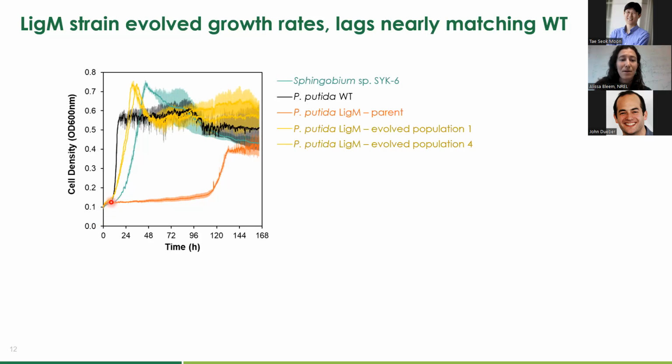So the lag time here you can see is about the same as wild type. And the growth rate isn't quite as good as wild type, but actually the growth rate is quite similar to Sphingobia SYK6 under the same conditions. And if you recall, this THF Lig-M enzyme comes from Sphingobia. So it's interesting that we're able to achieve a similar growth rate by engineering in that mechanism in Pseudomonas putida.